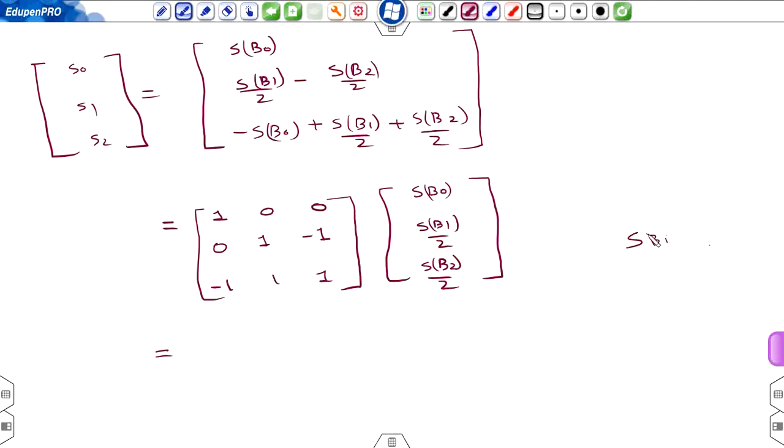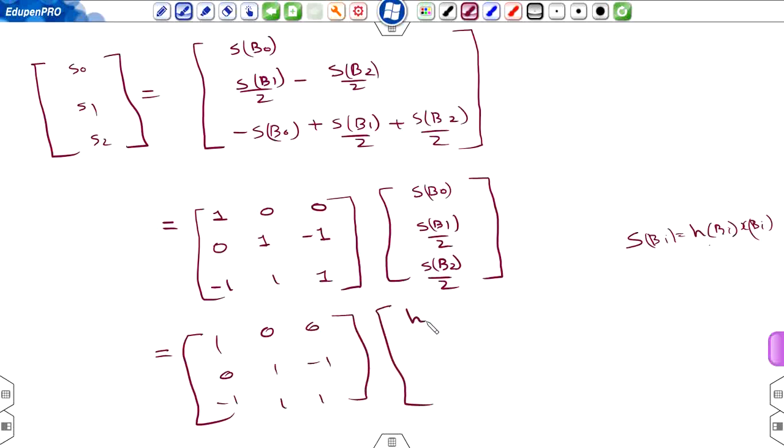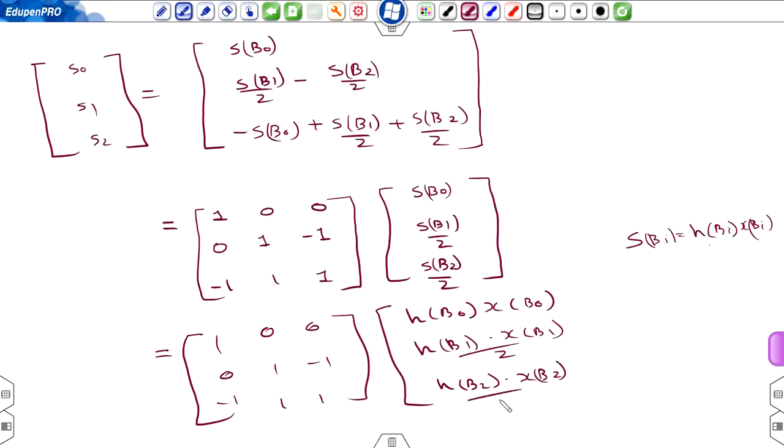So s of beta I can be written as h of beta I into x of beta I. So I will substitute s of beta with the product of h and x. s of beta 0 will be h of beta 0 into x of beta 0, s of beta 1 will be h of beta 1 into x of beta 1 divided by 2, and s of beta 2 will be h of beta 2 into x of beta 2 divided by 2.